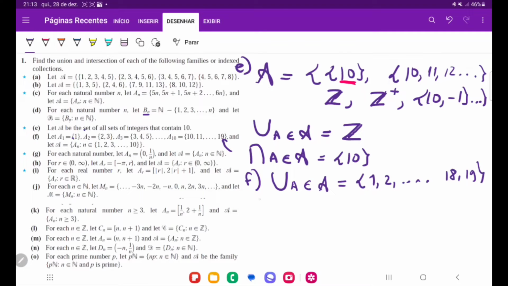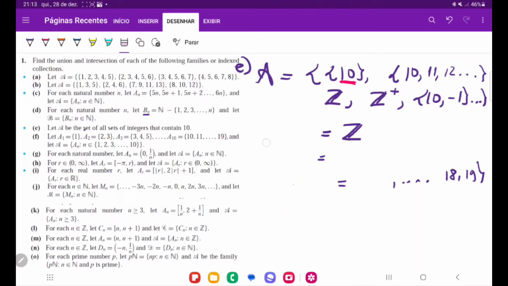What about the intersection? Well, we can see here right in the beginning that they have nothing in common, right? A1 and A2 have nothing in common, so there isn't any value that is common in every single set in the family. So we're going to say that this here is the empty set. Okay, now let's do item G.